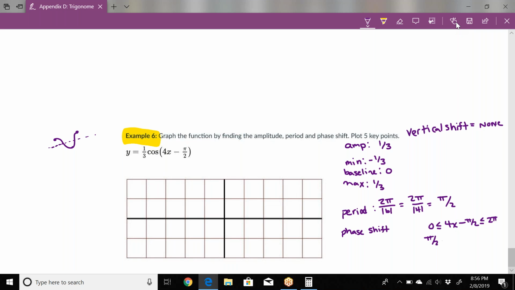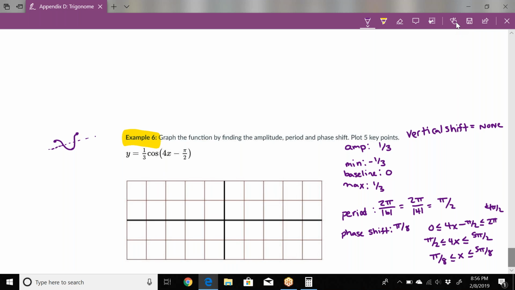So I'm going to add pi over 2 to all 3 sides. So that would make this 4 pi over 2 plus pi over 2. So that's going to be 5 pi over 2. We'll divide everything by 4 because we need to get rid of that. So that's going to make all of those denominators 8. Now, so my phase shift is a positive pi over 8. That's the starting number there.